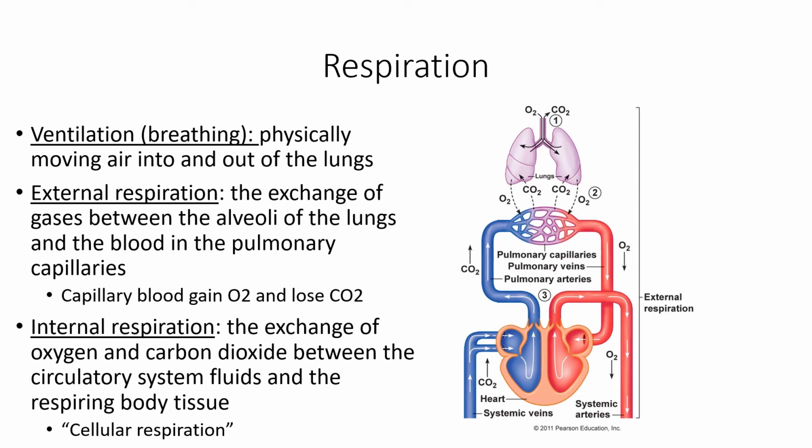And then internal respiration, which is different from external respiration, is where you have the exchange of oxygen and carbon dioxide between the circulatory system fluids and respiring body tissues. This can also be known as cellular respiration. So this is going to occur pretty much everywhere else in your body aside from your lungs. This can include muscles, this can include epithelial tissue, this can include literally everything other than the exchange of gases within your lungs.